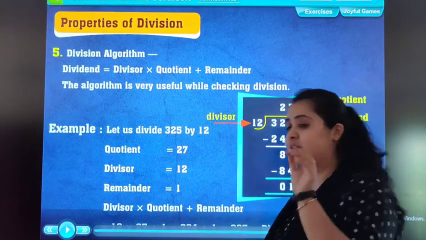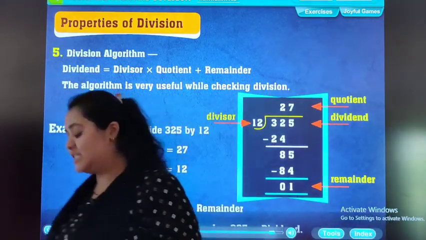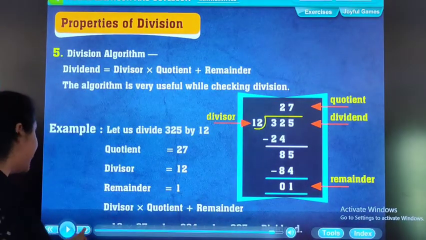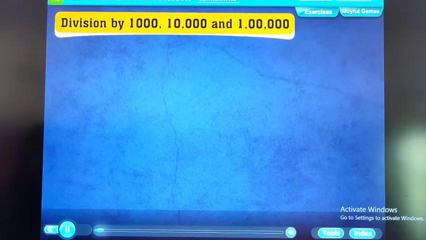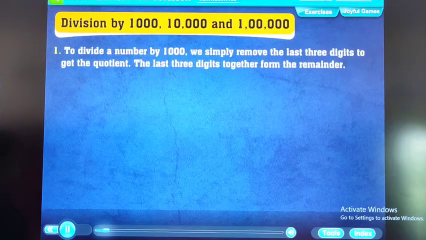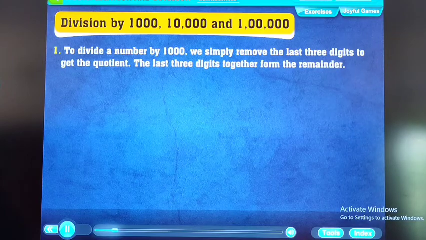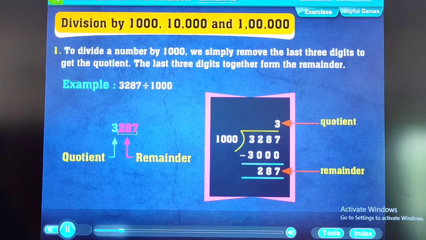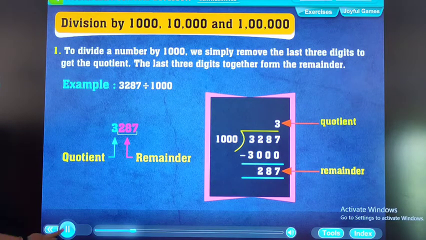So now we will be starting with our topic, that is, division by 10, 100 and 1000. To divide a number by 1000, we simply remove the last 3 digits to get the quotient. The last 3 digits together form the remainder. Example, 3287 divided by 1000. Quotient, remainder.